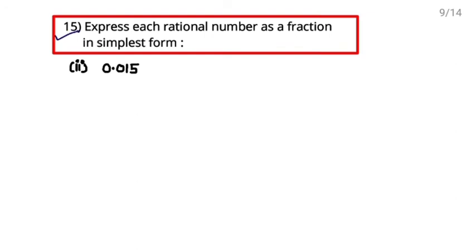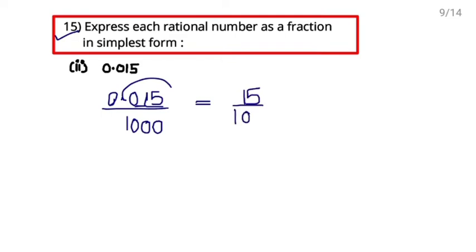Express each rational number as a fraction in simplest form. पहले तो उन्होंने बोला है fraction की form में लिखना है, so let's write it. The number given here is 0.015. Remove decimal, put 1 in denominator. After decimal we have 1, 2, 3 digits. So we will put 3 zeros in denominator, right? So this is equals to 15 upon 1000.